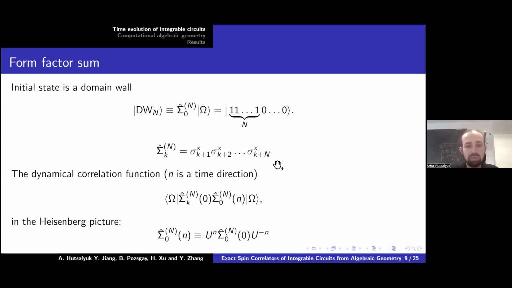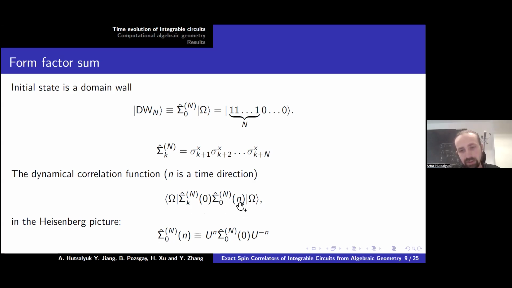And what we want to calculate, in fact, is the dynamic correlation function. So we start from this state, from the left domain wall, and move to the right domain wall. And in fact, it's equivalent. We consider the correlation function between two vacuums of these strings. So here one operator is taken at site k. The second operator is taken at site 0. Both operators have string length n, and one operator is taken at time 0. The second operator is taken at time n.